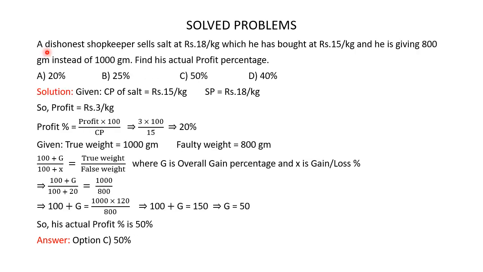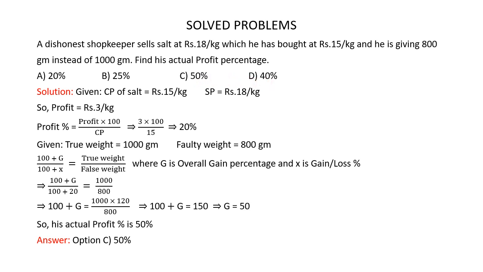A dishonest shopkeeper sells salt at rupees 18 per kg, which he has bought at rupees 15 per kg, and he is giving 800 grams instead of 1000 grams. Find his actual profit percentage. You are given four options here and you have to find out which of these options is the correct one.